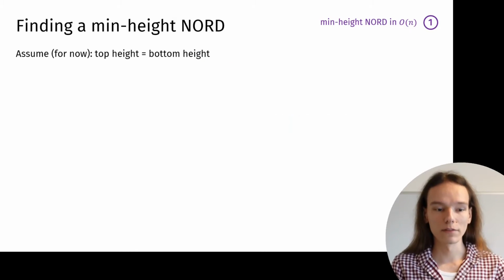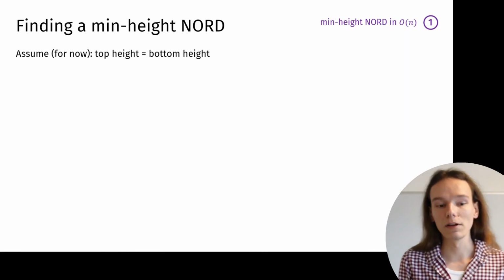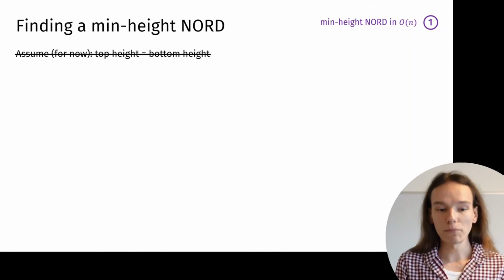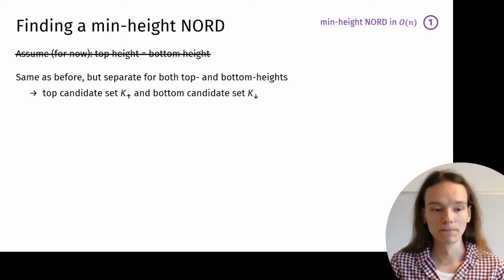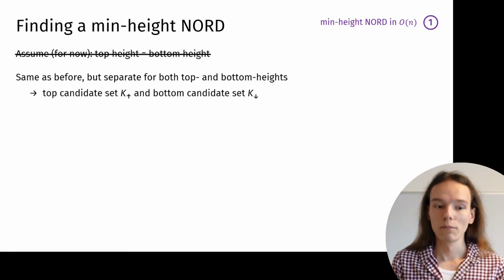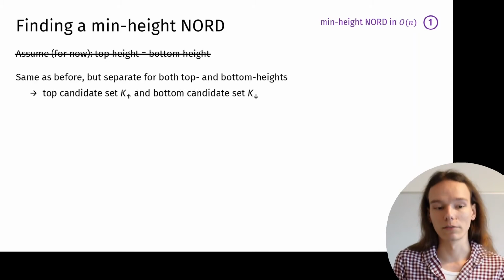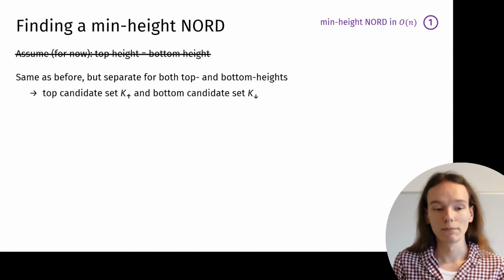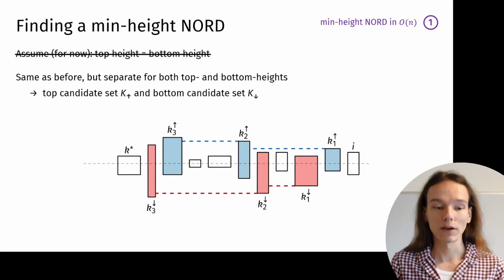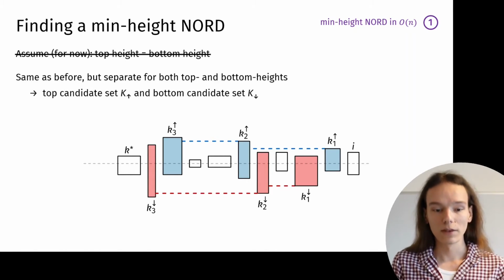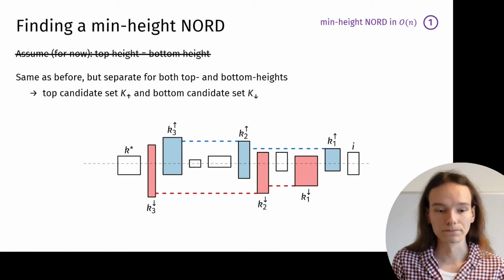Okay, so that was the algorithm with the assumption that top height is equal to bottom height. If we drop that assumption, it becomes slightly more complicated, but let me give a high-level overview. We do the same thing as before, but we do it separately for top and bottom heights. So we have a top candidate set and a bottom candidate set. It looks like this. We have a blue top candidate set and a red bottom candidate set. And we need to basically consider both sets as candidates.